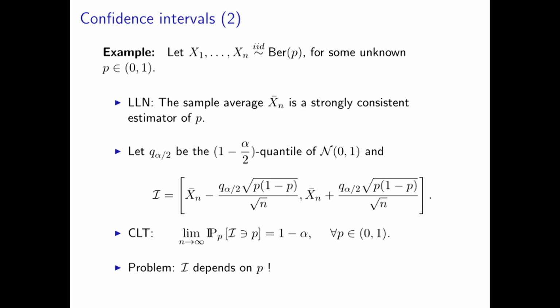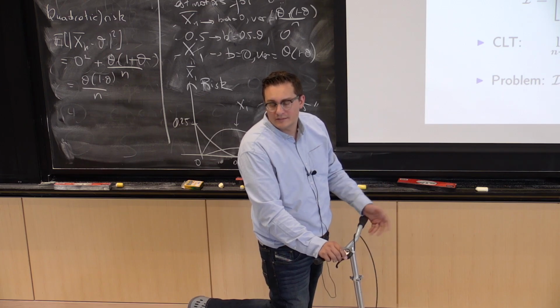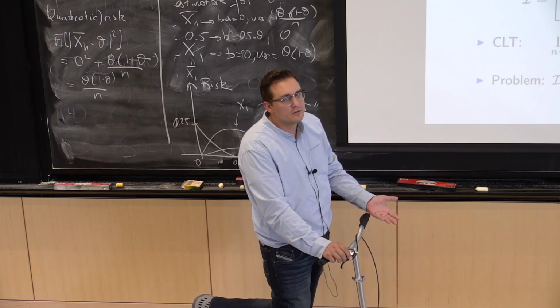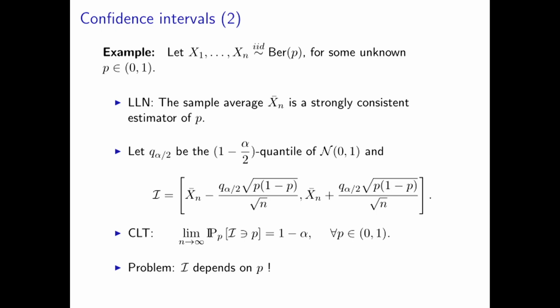So here is the example that we had, right? Let's look back at our favorite example, which is the average of Bernoulli random variables. We studied that, that's the third time already. So the sample average, X̄n, is a strongly consistent estimator of p, right? That was one of the properties that we wanted. Strongly consistent means that as n goes to infinity, it converges almost surely to the true parameter. That's the strong law of large numbers. It is consistent also because it's strongly consistent, so it also converges in probability. It's unbiased, we've seen that. We've actually computed its quadratic risk.